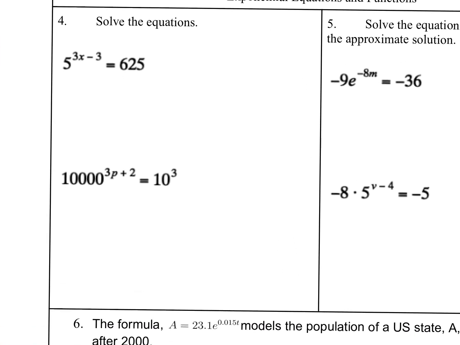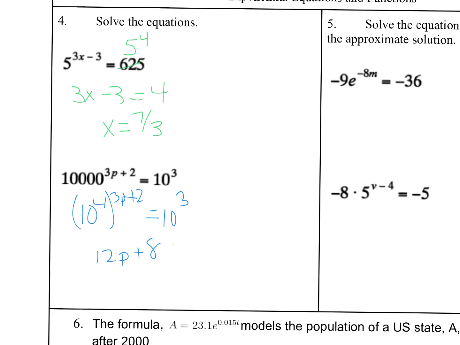Solve the equation. That's going to be 5 to the 4th. So that means 3x minus 3 is 4. Add 3, divide by 3, and you get 7 over 3. That's going to be 10,000. So that's 10 to the 4th, 3p plus 2, 10 cubed. So that's 12p plus 8 equals 3. Subtract 8, -5, divide by 12, -5/12.